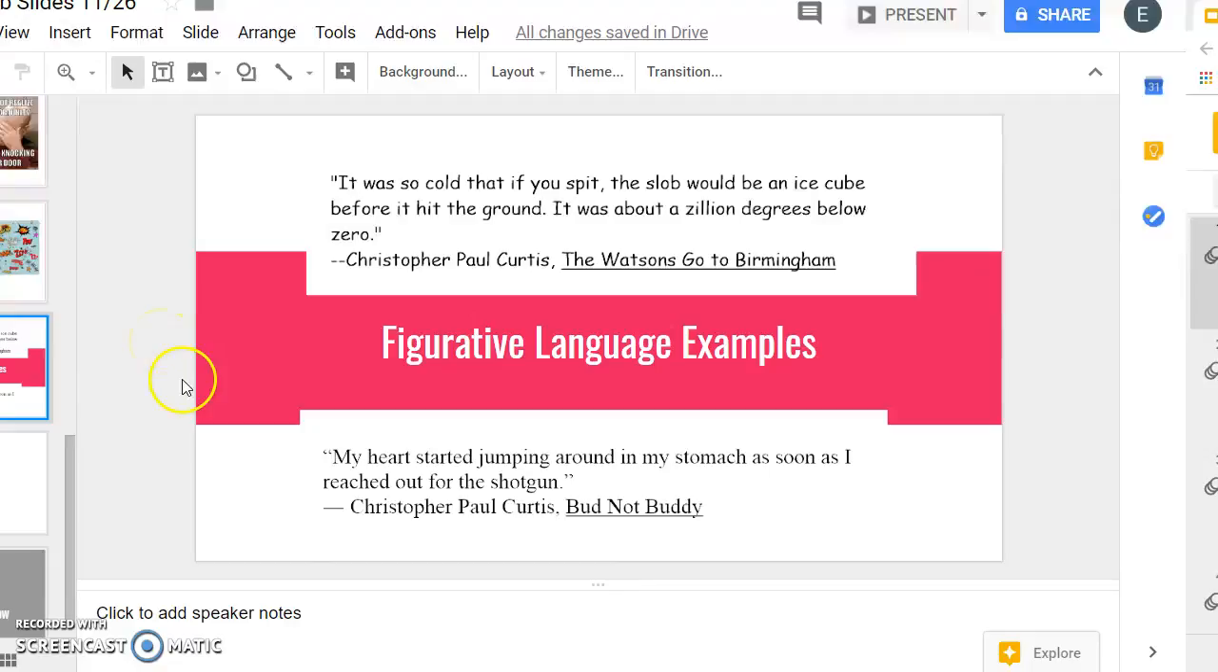Let's check out this next example by the same author, but from Bud, Not Buddy. My heart started jumping around in my stomach as soon as I reached out for the shotgun. So, is this onomatopoeia? Is this a metaphor? If you said personification, you are right. So your heart cannot jump around in your stomach. It's giving human qualities to a non-human object.